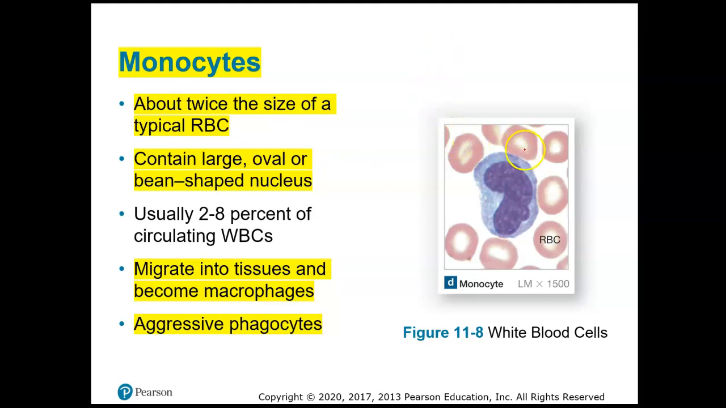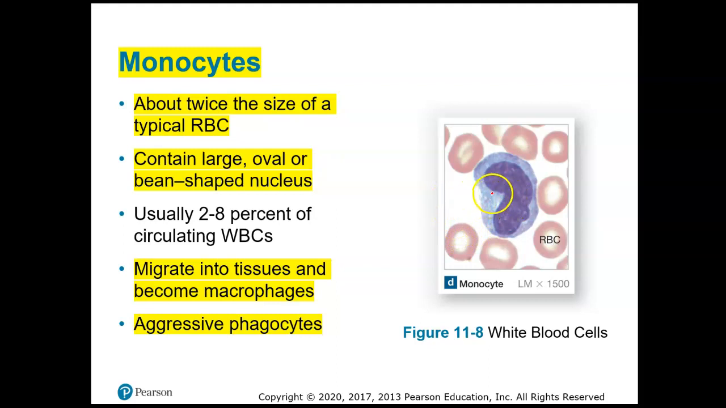Monocytes are the largest of the white blood cells. They're going to be really large. They're about twice the size of a typical red blood cell. They're larger than any of the other white blood cells. And they contain a kidney-shaped nucleus, kidney bean-shaped nucleus.